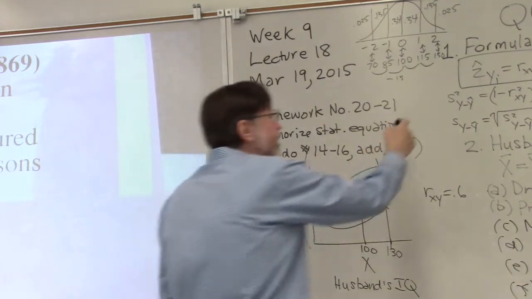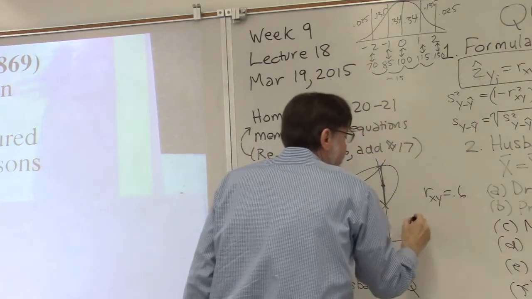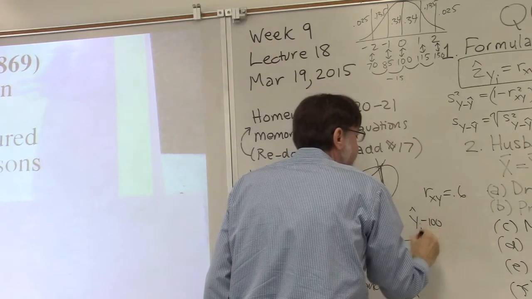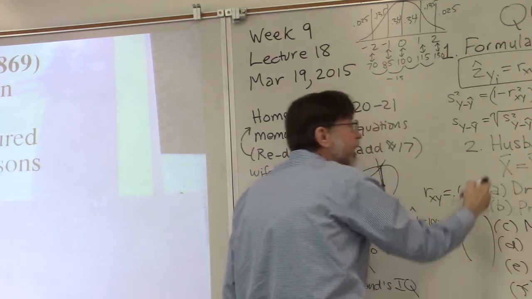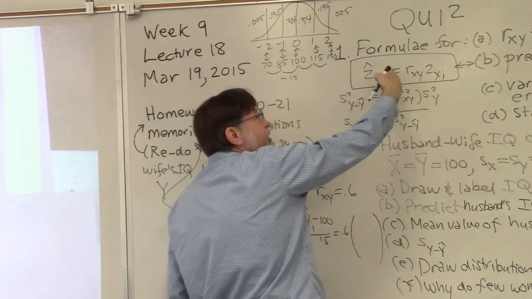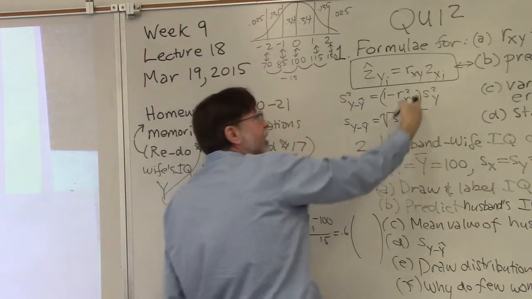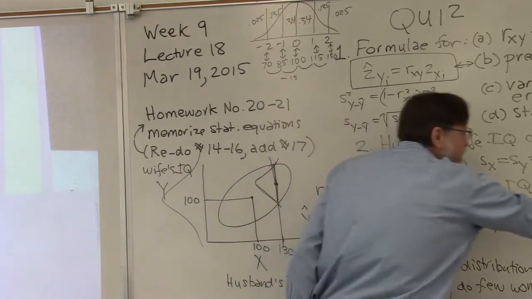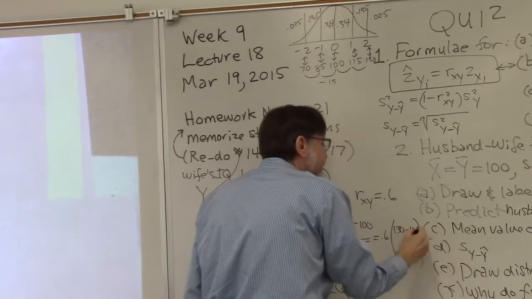All right, so we need this equation in order to find the answer to B, and the equation is y hat minus 100 divided by 15 is equal to 0.6 times the z-score of X. So I'm just substituting in what I know. This is the z-score of the prediction. This is the correlation coefficient, was given to us as 0.6. And the z-score of X was given to us as 130. So we have 130 minus 100 divided by 15.